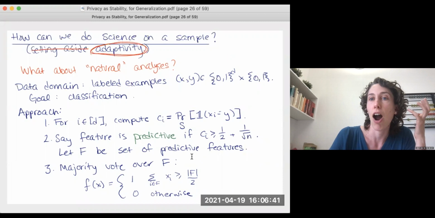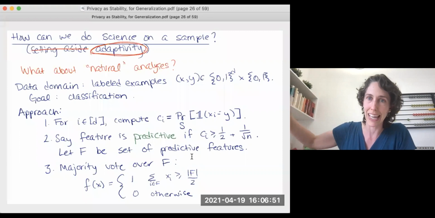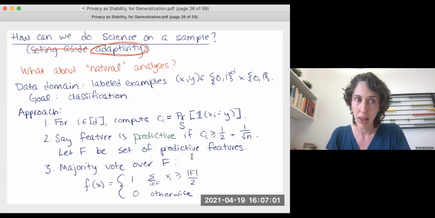So what do we mean by that? They're points in {0,1}^d, each of which comes with an additional 0 or 1, which I'll call its label. And the goal is classification. I give you one of these points in {0,1}^d, and you have to guess whether its label is a 0 or a 1.